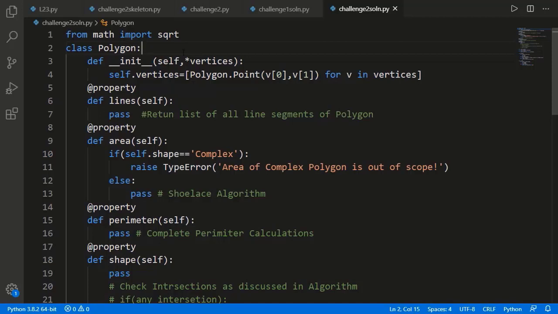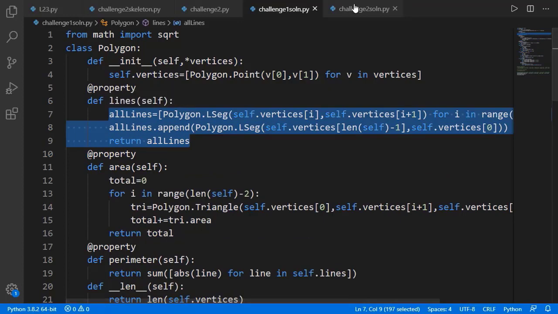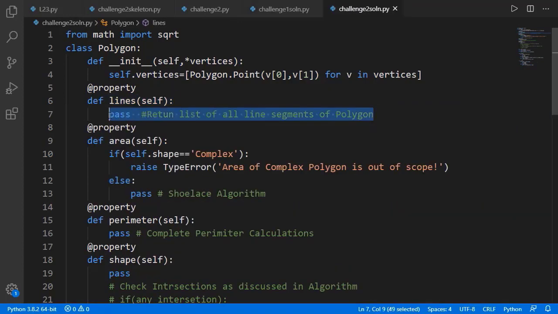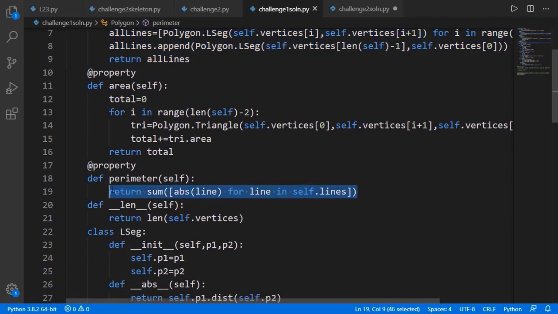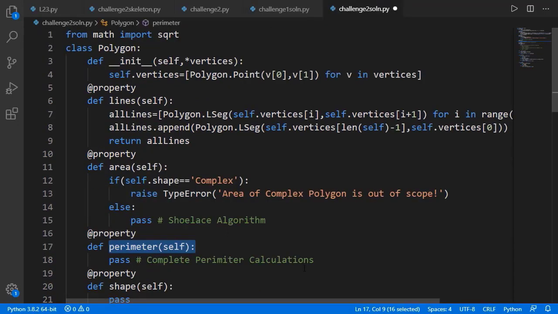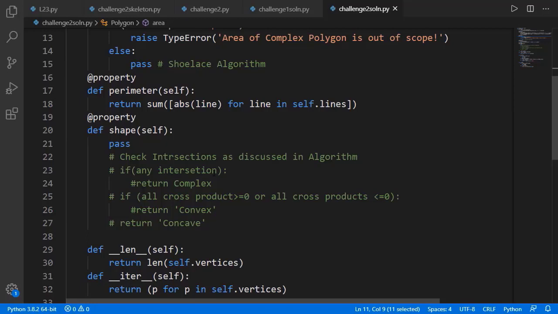Here is the program skeleton provided for the challenge 2 code. The property lines is the same as developed in challenge 1, so I'll copy that from there. And likewise, the perimeter calculations are the same as in challenge 1. Now before we code the area calculations, let's first complete this shape or type of the polygon property.